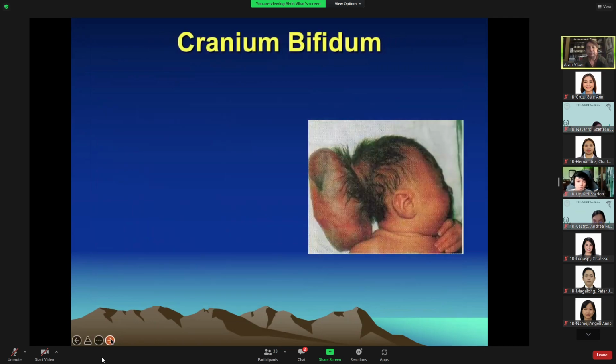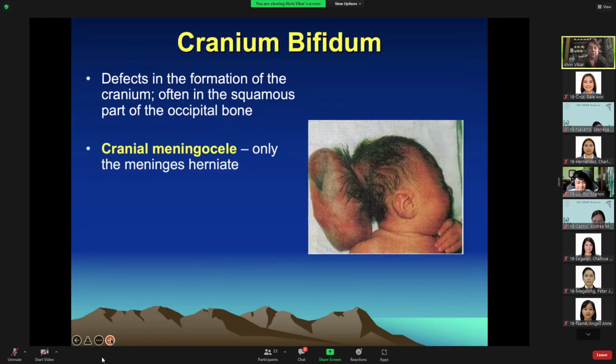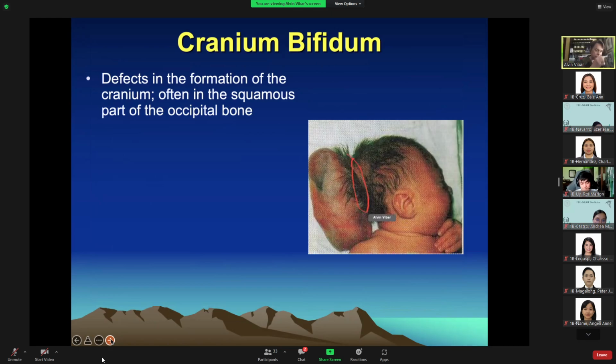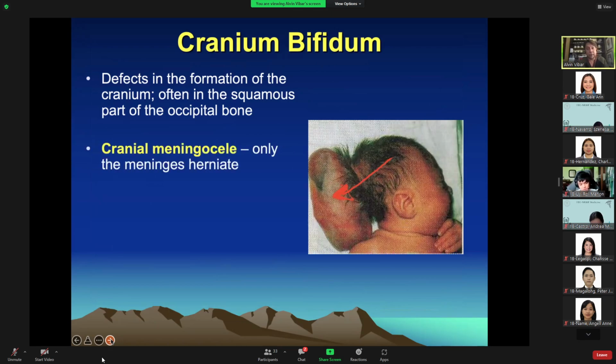This is cranium bifidum. There is a defect in the formation of the squamous part of the occipital bone, and as a result, try to visualize that the brain will protrude, will herniate to form a cystic mass at the back of the head. Depending on the content, we call it meningocele. Only the meninges will herniate.